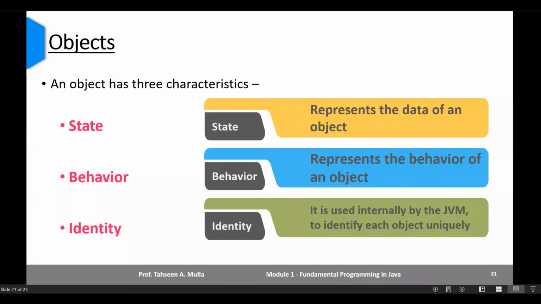So to deal with this combination, to synchronize the state and the behavior, we need identity, right? It is used internally. We do not have to focus on this. We need to define state and behavior. Okay, so identity is nothing but something used internally by the JVM. We talked about the JVM in the last lecture, the Java Virtual Machine, right? What it does is try to identify each object uniquely.